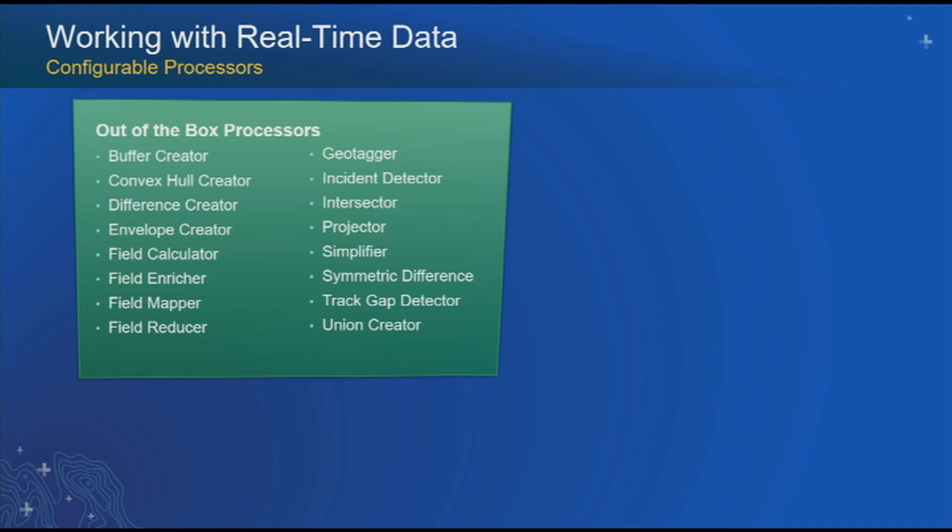We also have processors that perform attribute-based changes as well. So for example, the GeoTagger is one of these many processors where when we detect that our features, maybe our trucks, for example, have intersected a geofence, we can update that record to include the name of the geofence that truck was within at that given point in time.